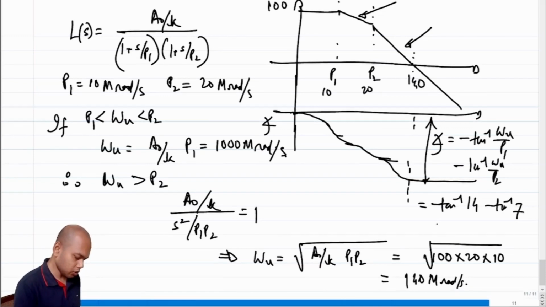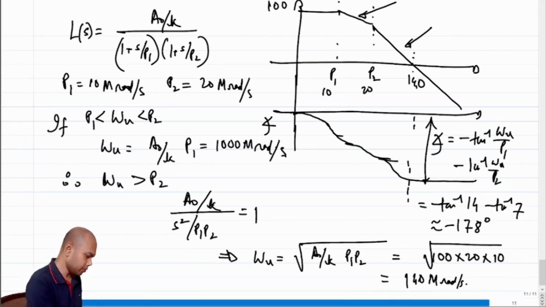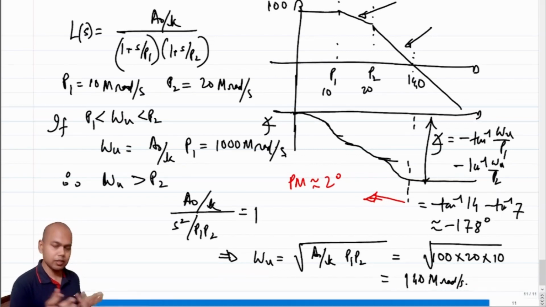Which is almost equal to 178 degree, right? I mean, it might be 178, 177, but it's very close to minus pi, which means its phase margin, PM, is close to 2 degree. Okay, fine. So this is a poor system. It will ring like crazy. So phase margin of 2 degree is not good.